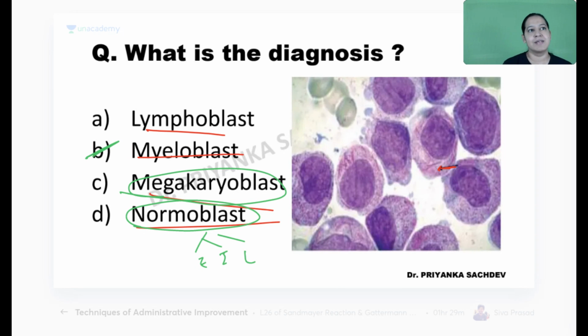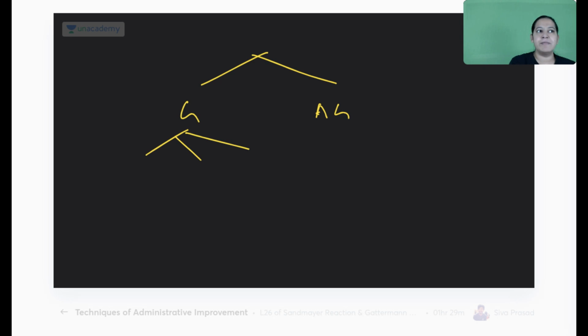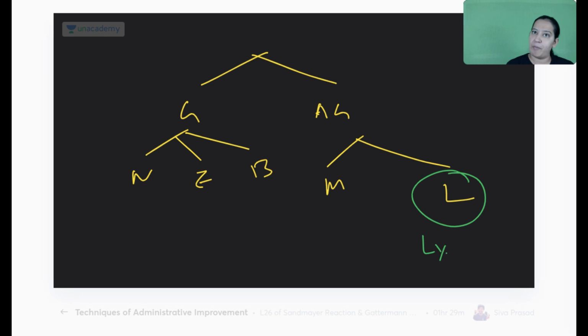Now, WBC precursors, you know how many types of WBCs there are? I will come back to the question again, don't worry. There are 2 types of WBCs, granulocytes and agranulocytes. Granulocytes are of 3 types: neutrophil, eosinophil, basophil. Agranulocytes are of 2 types: monocyte and lymphocyte. Out of them, if you leave lymphocyte, lymphocyte is formed from lymphoblast.